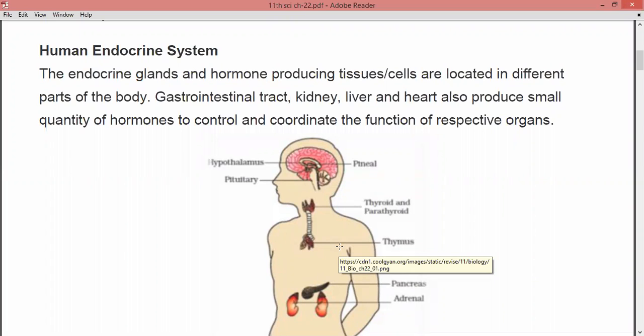So, let's talk about the gastrointestinal tract. It is also going to produce something. The stomach is going to produce gastric juice, right? Even the intestine is going to produce intestinal juice, right? So there are several different kinds of organs that produce very small quantities of hormones, and these hormones do the controlling as well as the coordinating of the different respective organs.